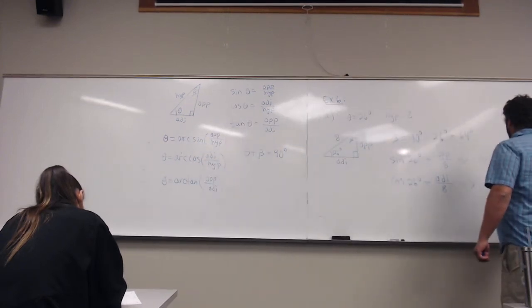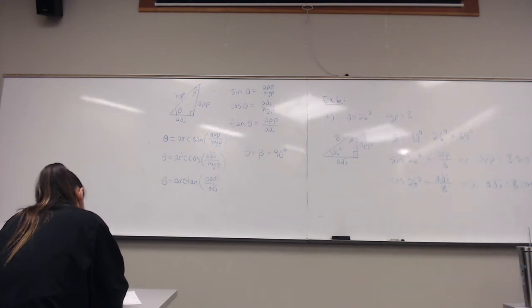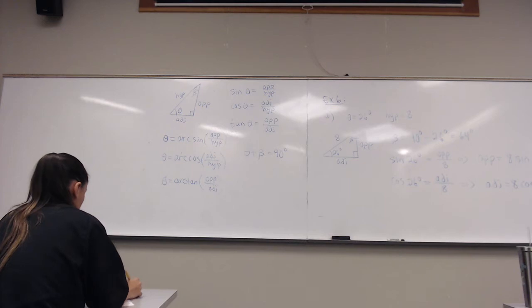And then if you multiply both sides by 8, the length of the adjacent side is 8 cosine of 26 degrees. And it should be 7 point something. 0.19, is that 7.19? Okay. So the other angle is 64 degrees. The opposite side is 3.51 approximately, and the adjacent side is approximately 7.19.